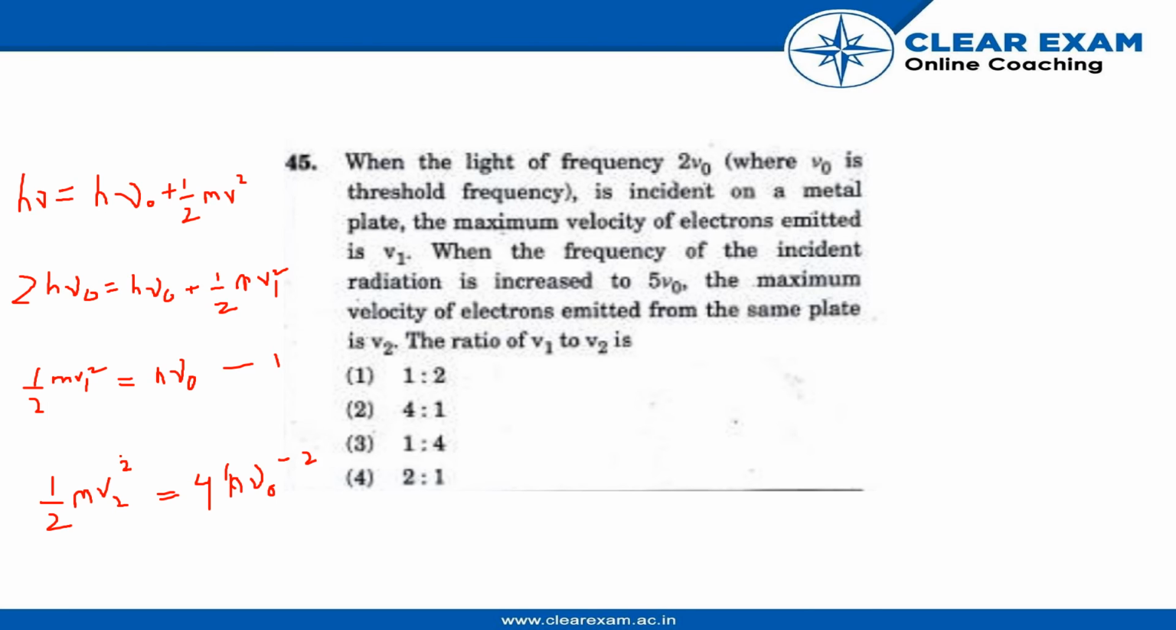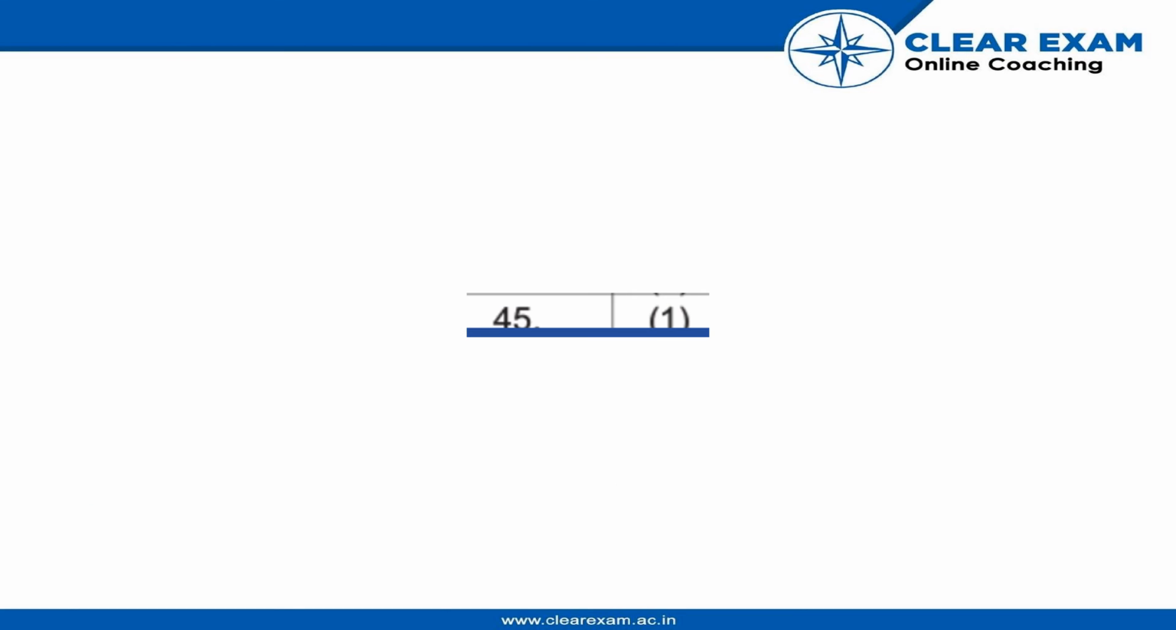By comparing these two equations, we get v1 square by v2 square is equal to 1 by 4. So the ratio of v1 to v2 is 1 by 2. So option number 1 would be the correct option. Yes, option number 1 is the right answer.